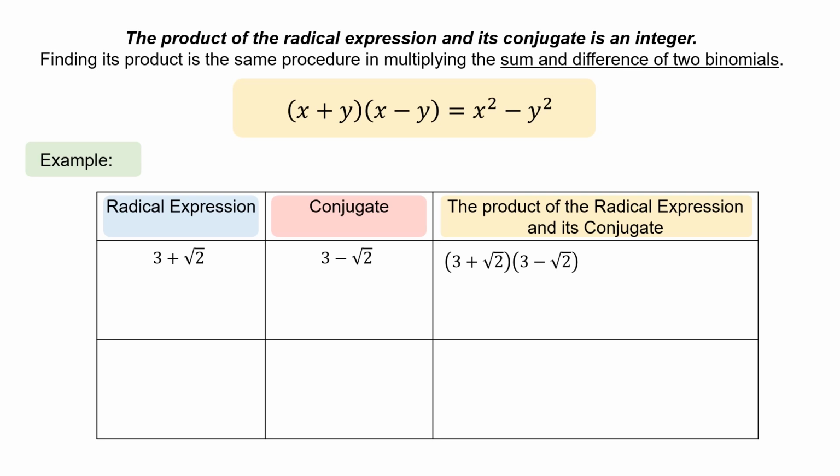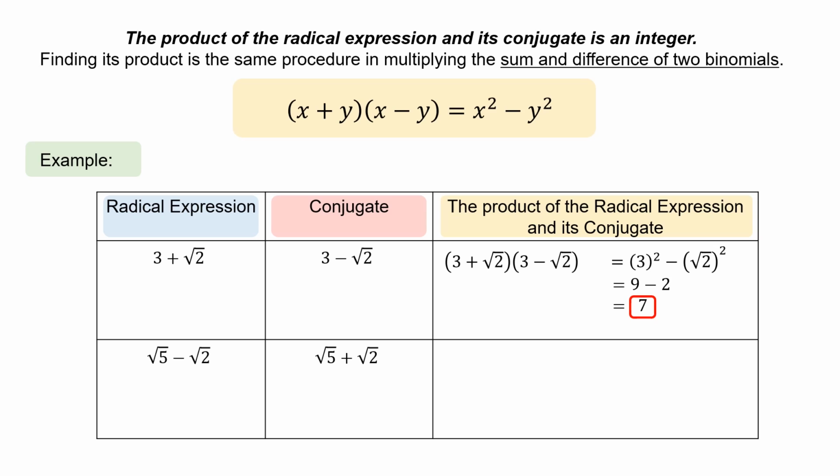So, multiplying the two binomials, sundan lang natin yung ating rule sa sum and difference of two binomials. Square the first term minus square the second term. And we have 3 squared is 9. The square of the square root of 2 is 2. Equal ang index at exponent. Cancel lang yan, di ba? Kaya naman, we have 9 minus 2, which is equal to 7. O di ba? Nawala na uli yung binomial na may radical. Isa pang example.